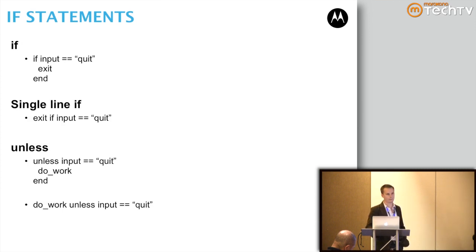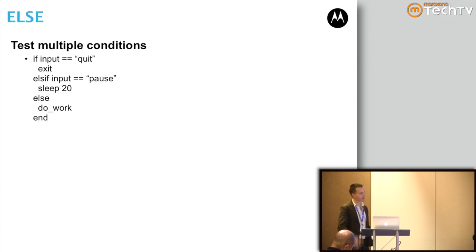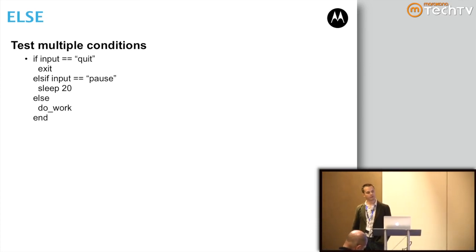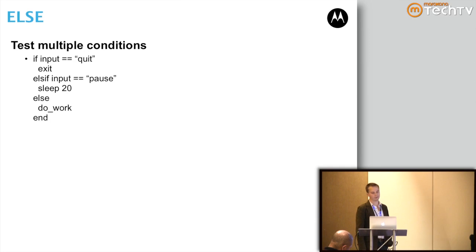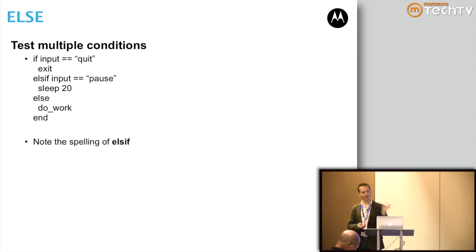So there is no equivalent to else. There is else. To do multiple conditions, we have if, elsif, and else. So here, if the input is quit, we exit. If the input is pause, we sleep for 20 seconds. And else we do some work. Pretty simple. The only thing that you will get burned by is that you definitely note the spelling of elsif. It is not else space if, it is ELSIF. You can definitely blame Perl for that one. That will burn you once, and then you will curse the Perl guys forever, and the Ruby guys for copying them.